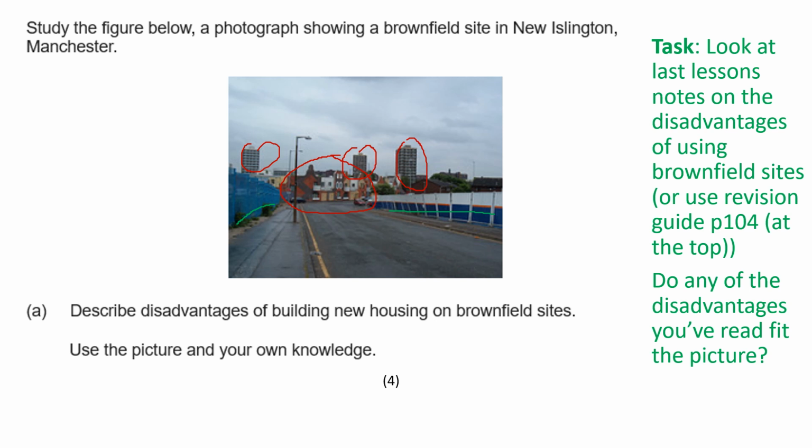Another disadvantage, perhaps there wouldn't be much space for things like gardens if you're building houses here, because it's all very concrete, there's not much space. Other disadvantages, your views are going to be of those tower blocks in the photo, which you might not think are particularly attractive. Whereas obviously if you build on greenfield land, you get beautiful views of the countryside. So those are some of the disadvantages.